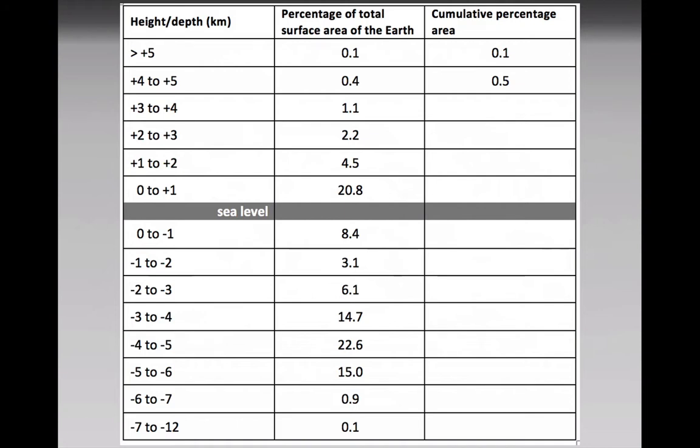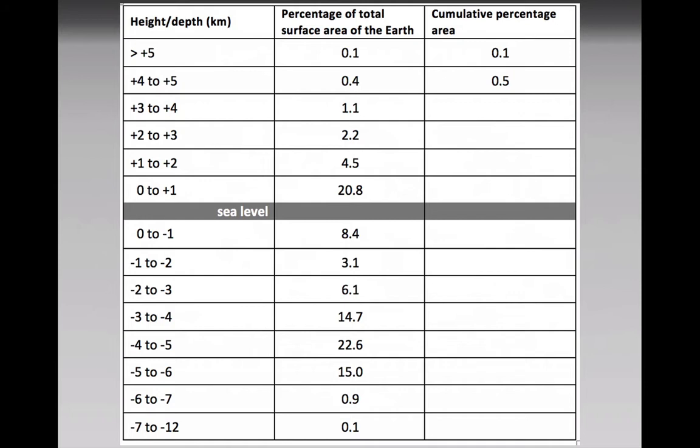What this shows is the percentage of the Earth's surface area that's between different heights relative to sea level. You can see sea level there marked with that thick grey line. The numbers above represent the parts of the Earth's surface that are above sea level. The numbers below, the negative numbers, represent the proportions below sea level.